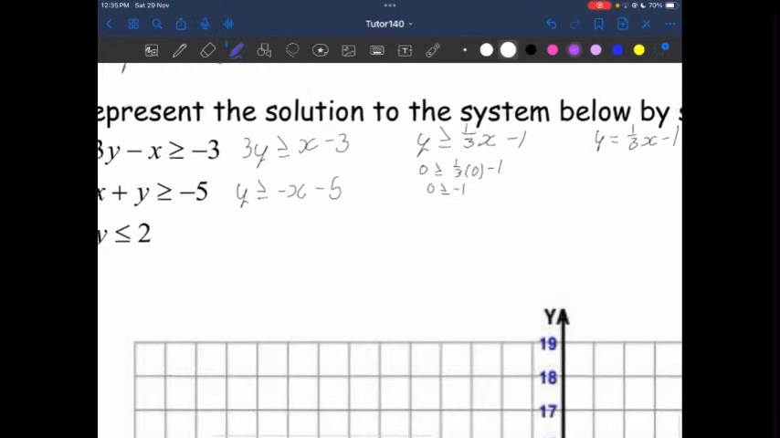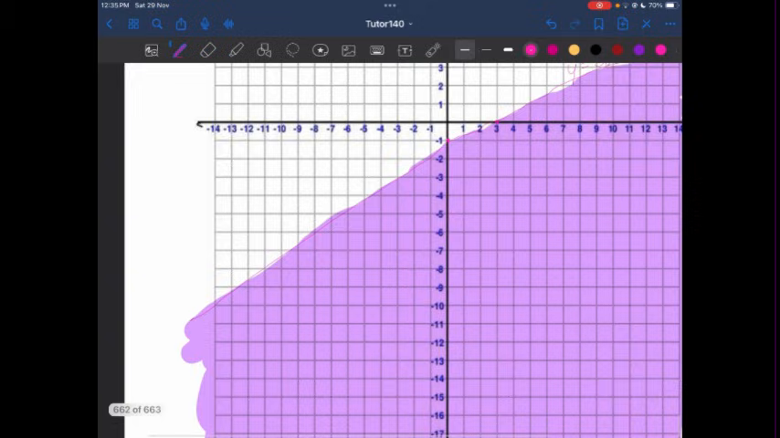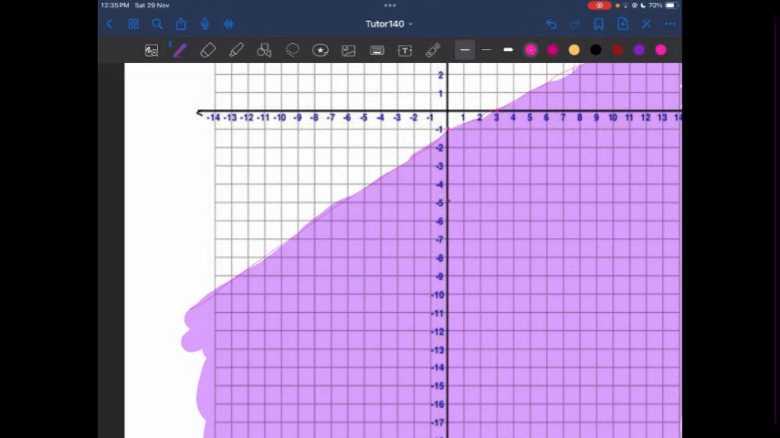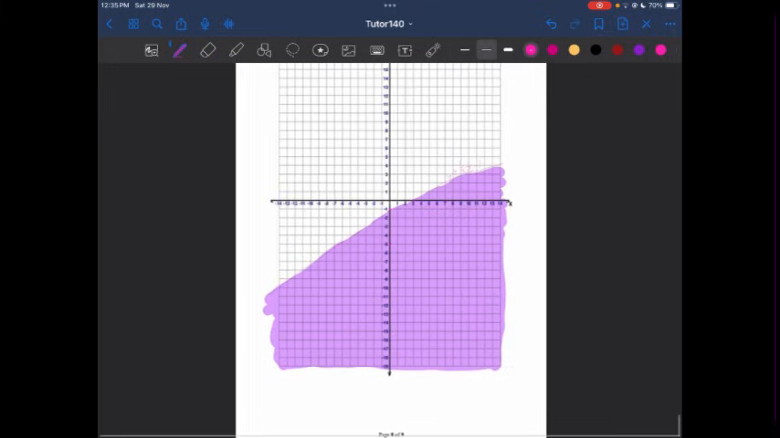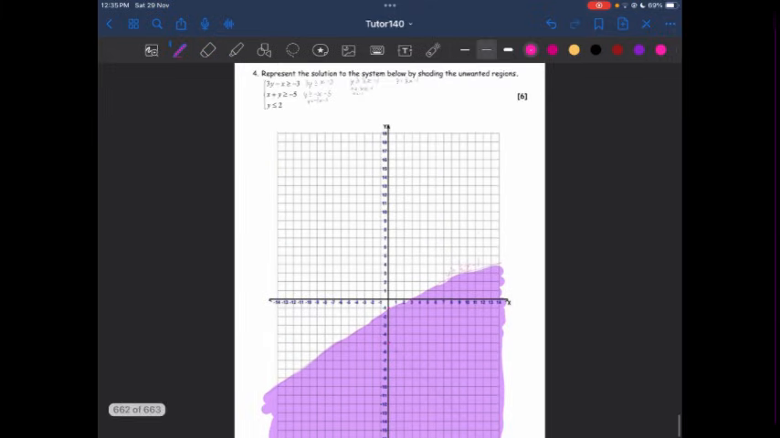Okay, so now let's plot the next one. How would you plot it? You plot it as y is equal to -1 over 1x minus 5, right? So we're going to plot the y-intercept at -5. And then you're going to go down 1 and over 1. So you're going to go down 1 and over 1, right here. And then you're just going to connect the 2 points, like that.